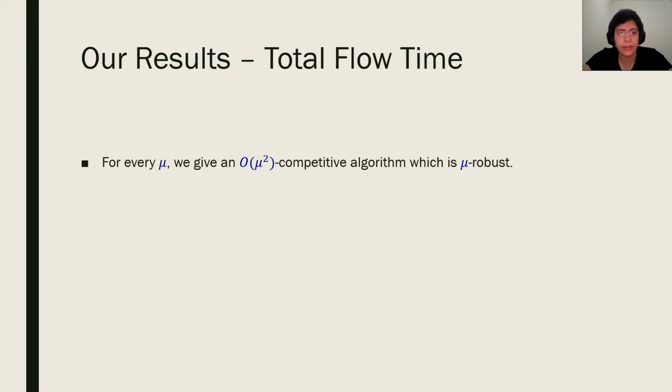Now our results for total flow time are that for every mu, we give an algorithm that's O of mu squared competitive, which is mu robust. The main point here is that the competitive ratio is some polynomial in the distortion mu.